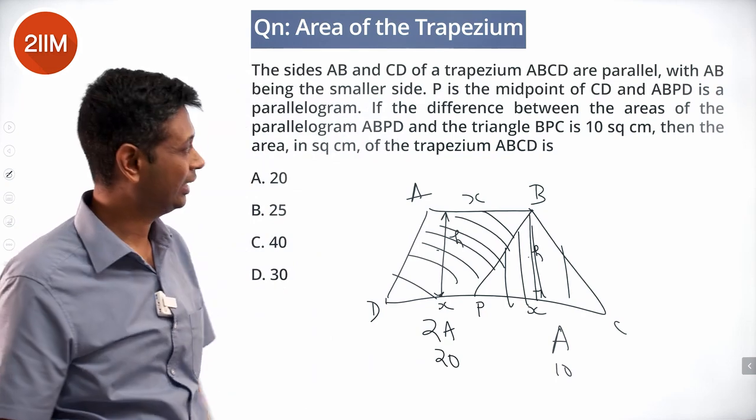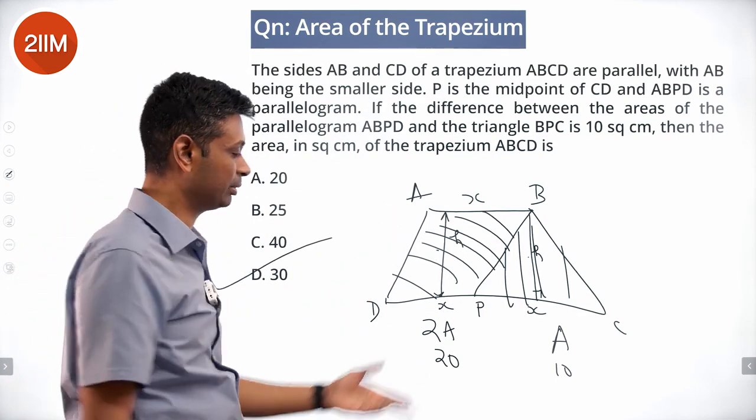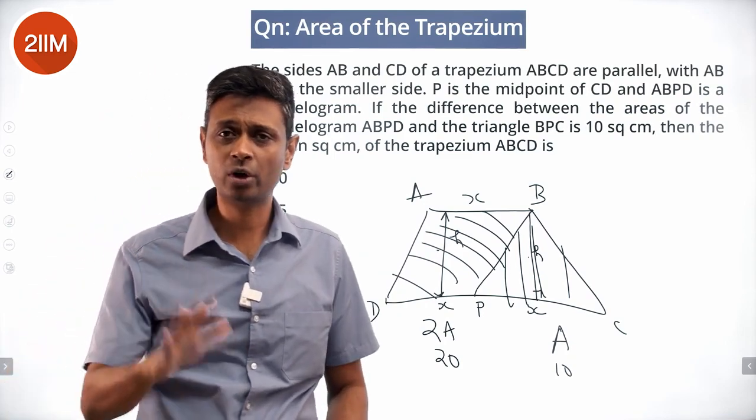20 minus 10 is 10. Then the area in square centimeter for trapezium ABCD is 20 plus 10, 30. Lovely, easy question. Just knock it off the park.